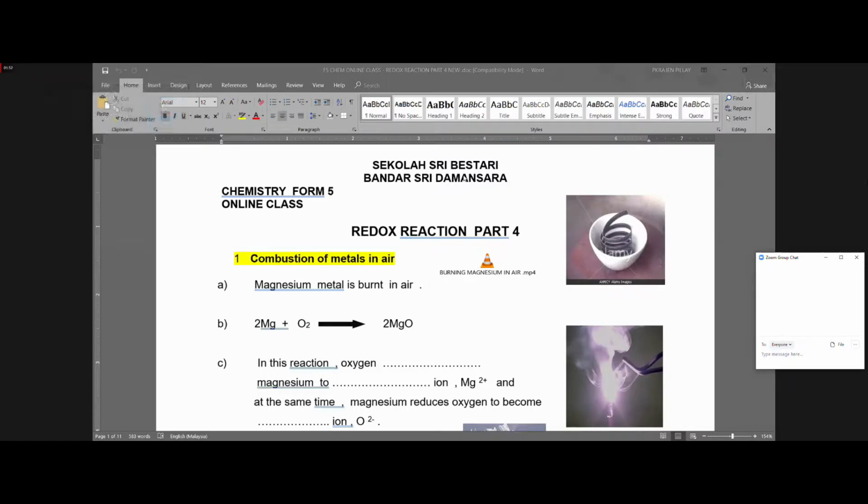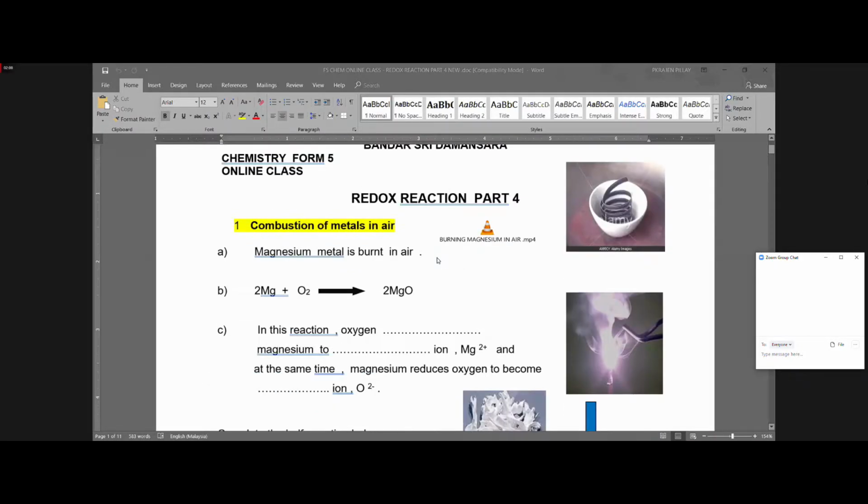For the syllabus, we have a few redox reactions mentioned in the syllabus, so they'll only ask that. The first type of redox reaction will be combustion, meaning burning of the metals. Can you see now? The metals are burned in air.